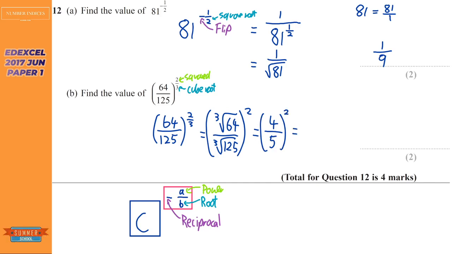Now similarly with the cube root, we cube root the top and cube root the bottom. With squareds or any power outside the bracket, we just do it to the top and bottom. So that's 4 squared over 5 squared, so that would be 16 over 25. And we can't cancel that down any further, so that would be our answer.